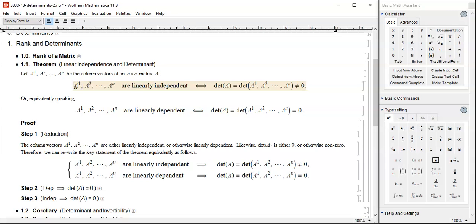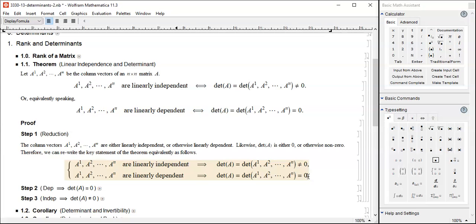Instead of that, we can take the contrapositive. We assume from here that A1 through An are linearly dependent. We took the negation. Then the determinant is zero. We took the negation. So that's the contrapositive of the backward direction. Now, there may be some students who didn't take the Intro to Proof course, Math 3320. In that case, you may not understand the concept of contrapositive yet.